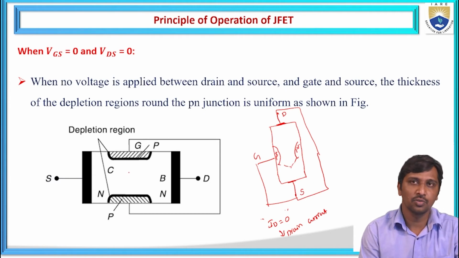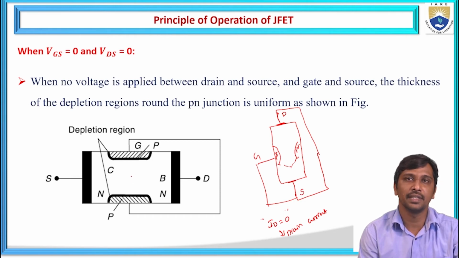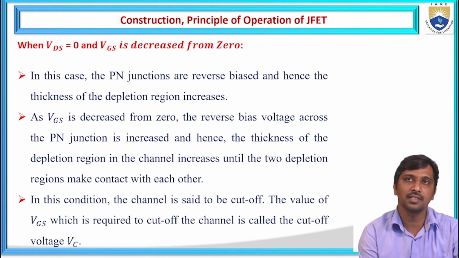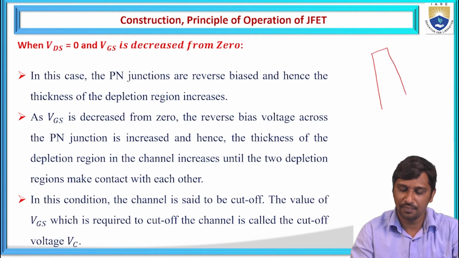To control the flow of current between drain and the source, we already know that the gate is biased with a reverse voltage. Hence, if you are increasing the reverse voltage, we'll see what happens. Increasing the reverse voltage is nothing but VGS is decreased from 0, meaning the reverse voltage increases. Under this condition, let us consider again an N-channel JFET.